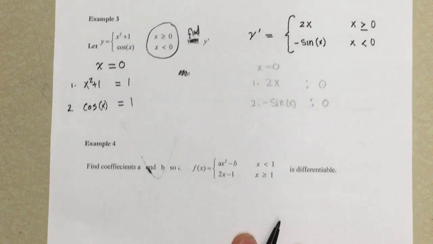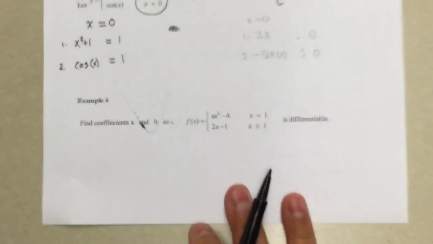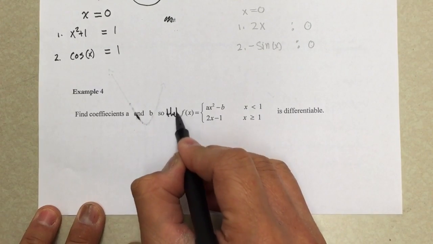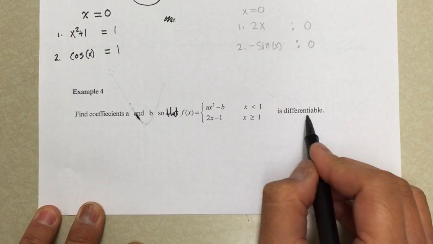Let's go ahead and do a last example here. Find the coefficients a and b so that this function is differentiable.